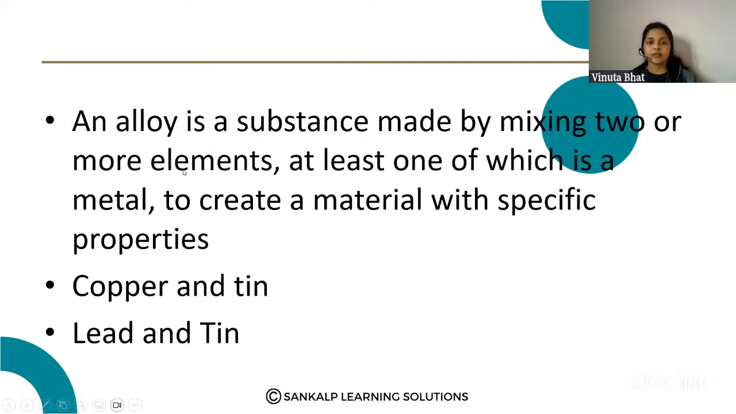Next answer. An alloy is a substance made by mixing two or more elements, at least one of which is a metal, to create a material with specific properties. Here, bronze is made up of copper and tin, and solder metal is made up of lead and tin. Okay, please note down.